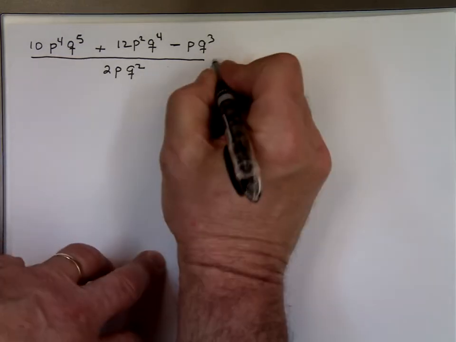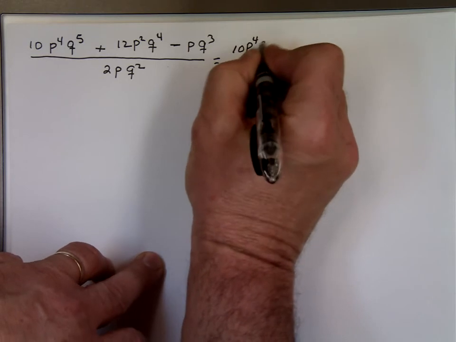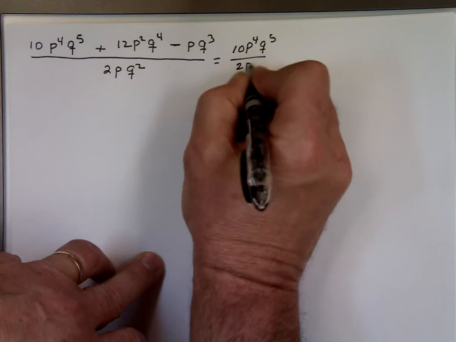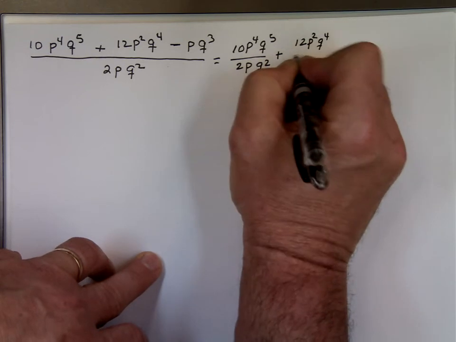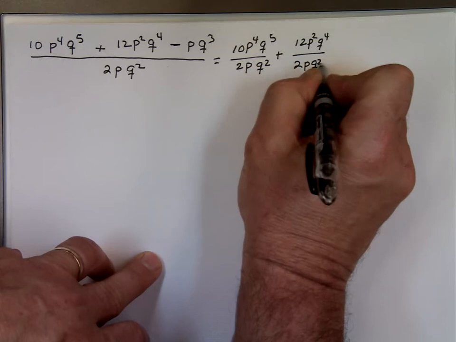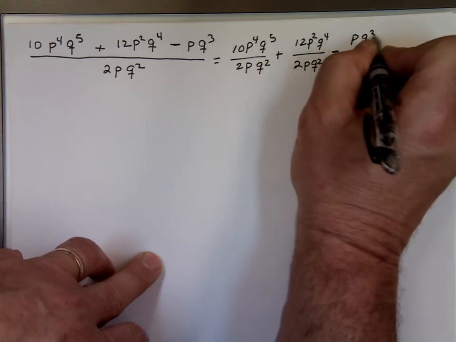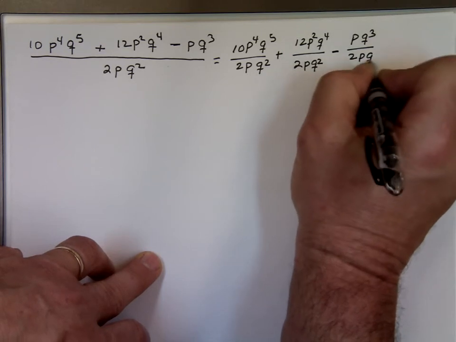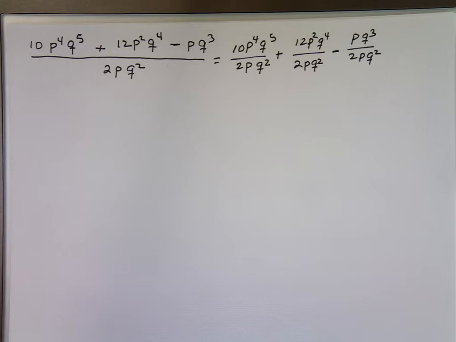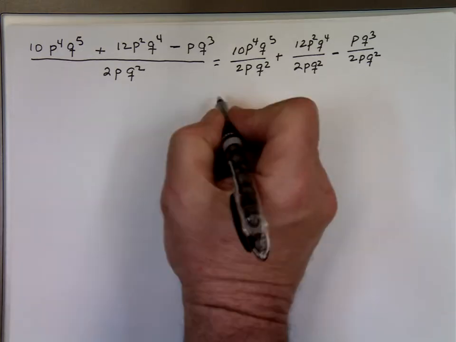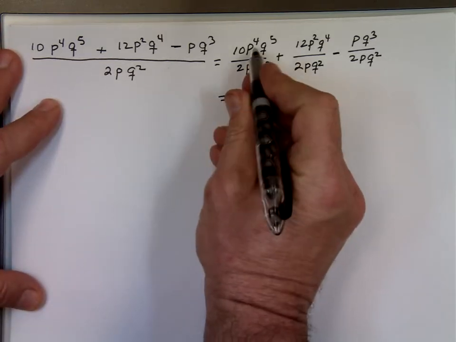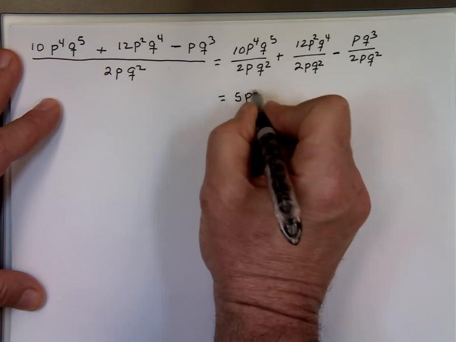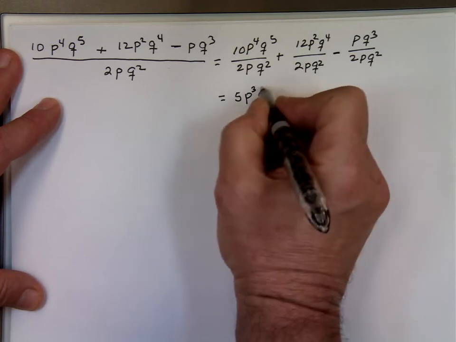Break it down. 10 p to the 4th q to the 5th over 2 p q squared, plus 12 p squared q to the 4th over 2 p q squared, minus p q to the 3rd over 2 p q squared. Let's see, the first one, what's 10 divided by 2? 5, p to what? Third, because that's 4 minus 1, q to what power? Third, 5 minus 2, subtract the exponents.